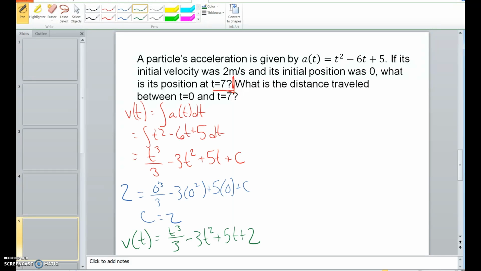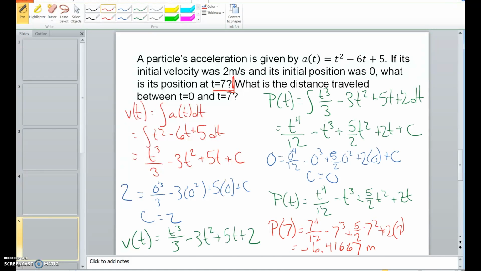Okay, here's the work to get the velocity function. So once you've got this, go ahead and move forward and integrate to a position function. Okay, here's the work for the position function. When I integrated the velocity function, I got t to the 4th minus t cubed plus 5/2 t squared plus 2t plus c. When you plug in the information about initial position, you find that c is 0. So here's our final position function, and I just plugged in 7 and put it in a calculator, and got that after 7 seconds the particle is at negative 6.41667 meters.